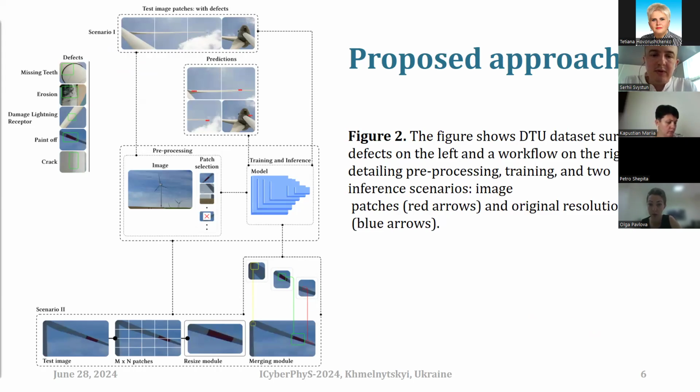In the first scenario, we split an image into smaller patches for training the model, while in the second scenario, we use full imagery for a more realistic evaluation of the model's performance.